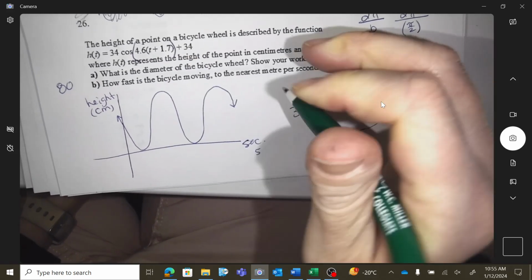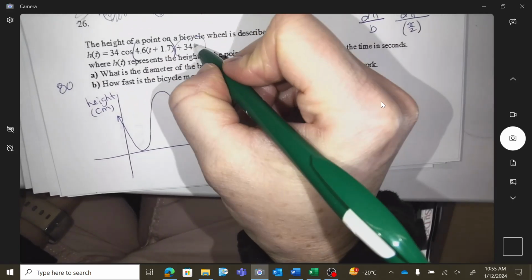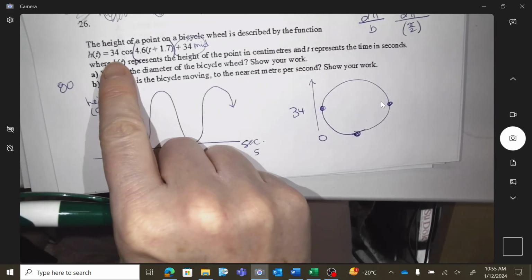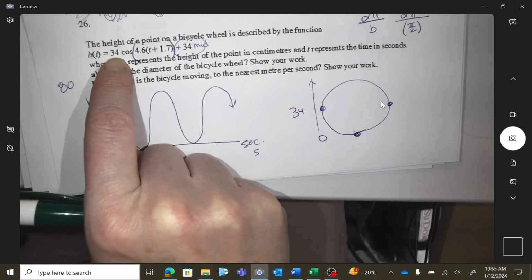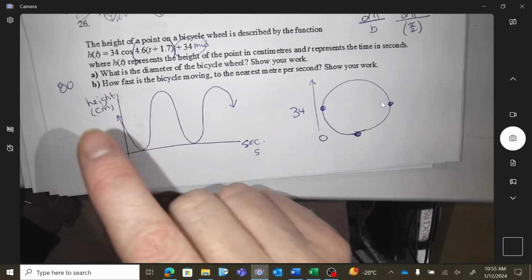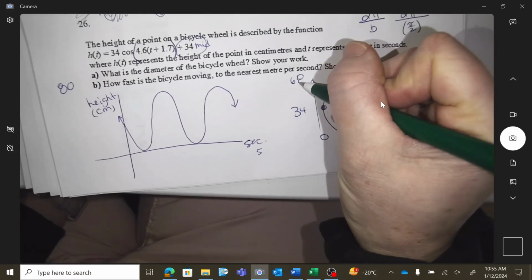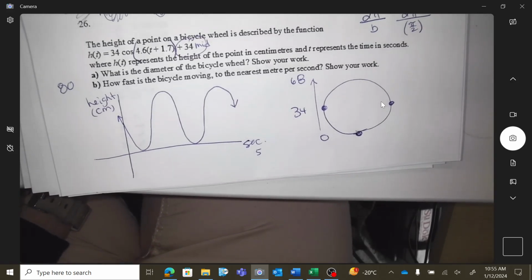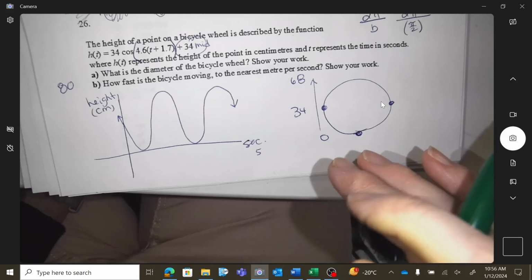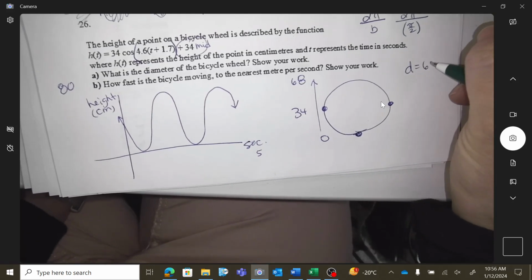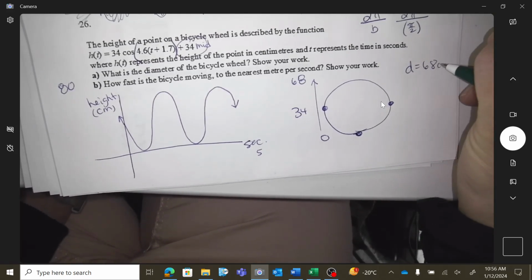What's the middle? 34. This is the middle, and this is the amplitude. So if we go above the middle by 34, what are we at? 68. So what is the whole diameter of the wheel? Diameter equals 68 centimeters.